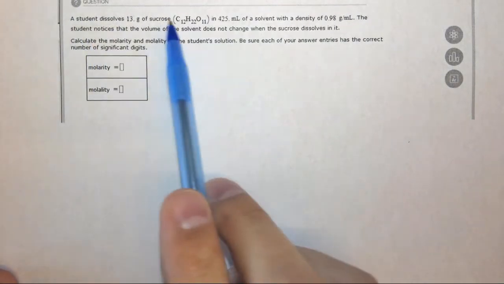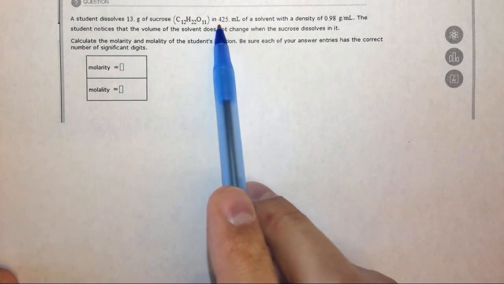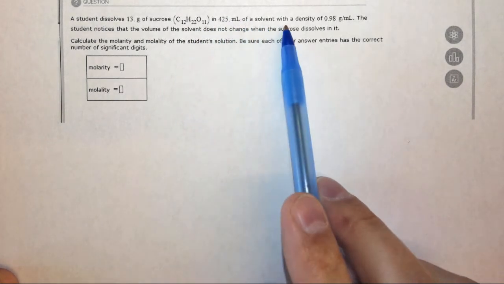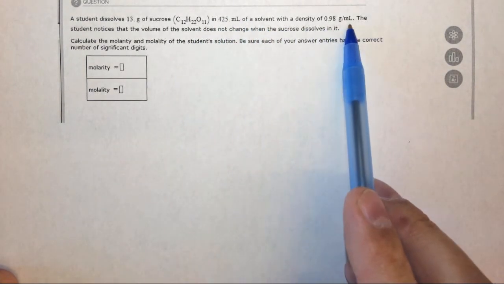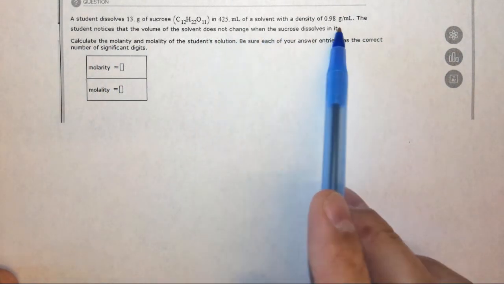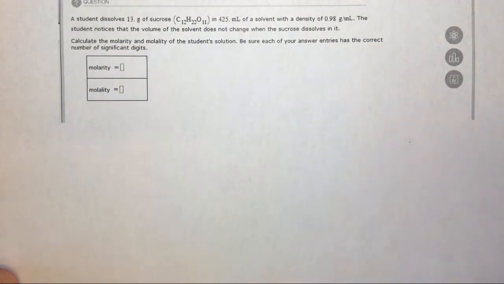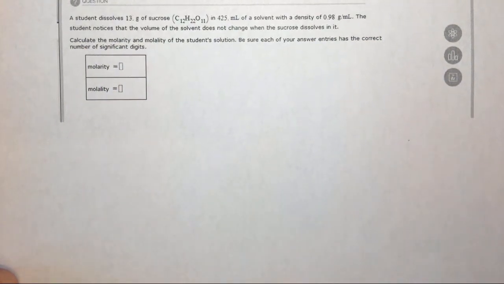This question says, a student dissolves 13 grams of sucrose, C12H22O11, in 425 milliliters of solvent with a density of 0.98 grams per milliliter. The student notices that the volume of the solvent does not change when the sucrose is dissolved in it. It says, calculate the molarity and the molality of the student's solution.